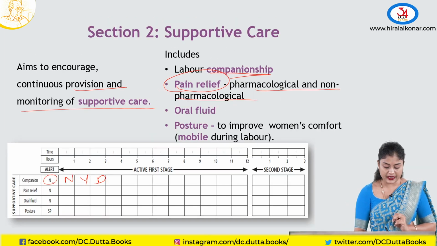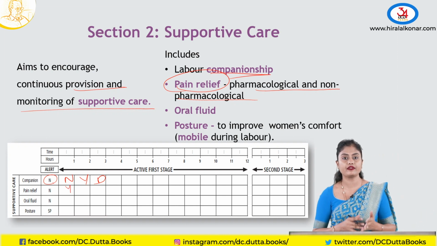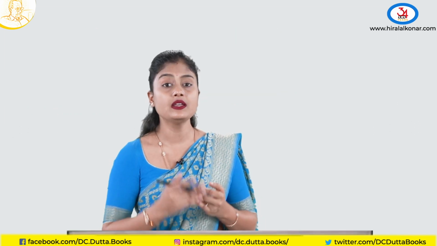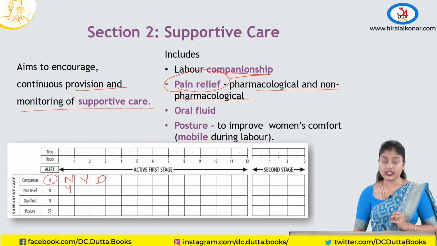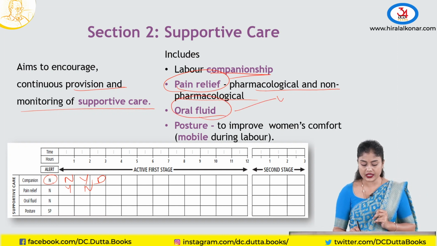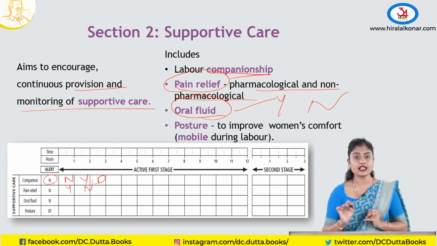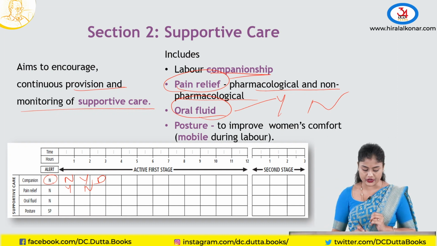If she is given a painkiller, then you write it as yes, and you can mention the drug, whatever you have given, like epidural, tramadol, whatever is the medication that you have given, whether pharmacological or non-pharmacological, you should mention, and if you have not given, it is denoted as N. Oral fluid, whether you allow her oral fluid, yes or no, okay. It is highly encouraged to give her oral fluid and maintain hydration.